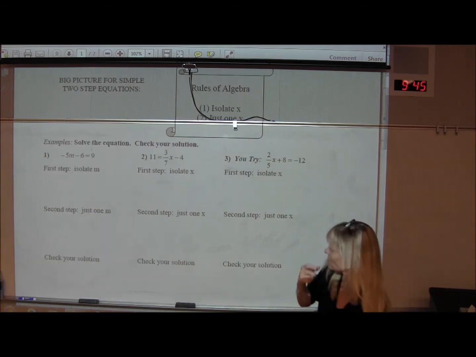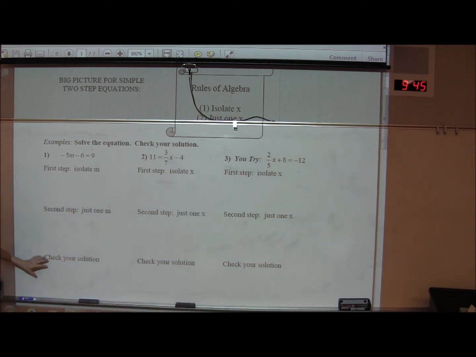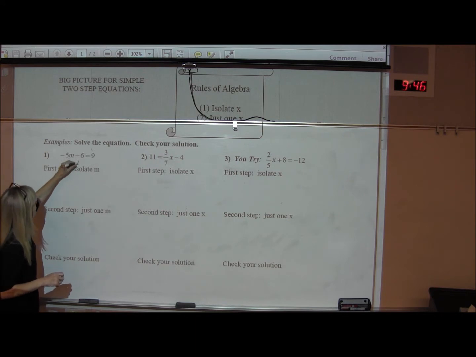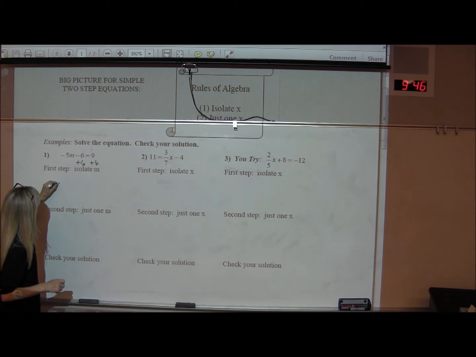And notice there's check your solution, because in algebra, on your tests, very frequently, you can go back and plug in your number and see if you did the problem right. Okay, so the first step is isolate m. So I'm going to be adding 6 to both sides. Okay, so then I'll have negative 5m equals 15.